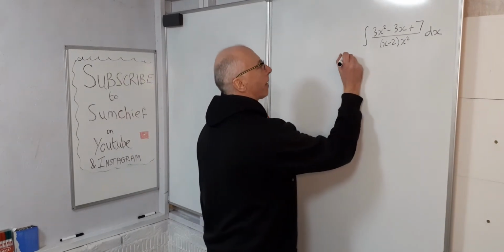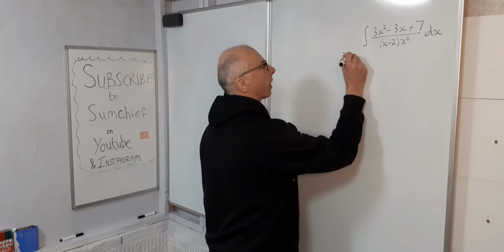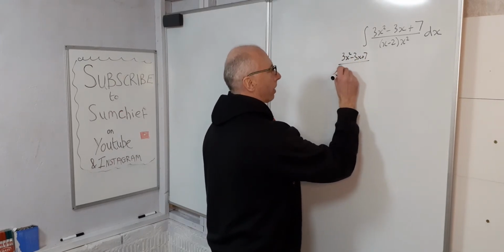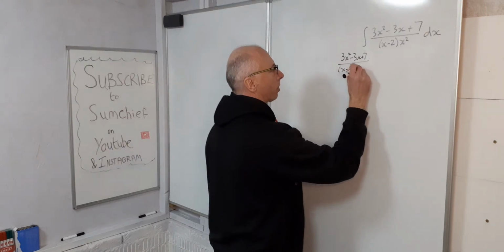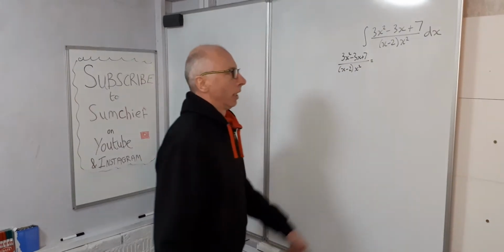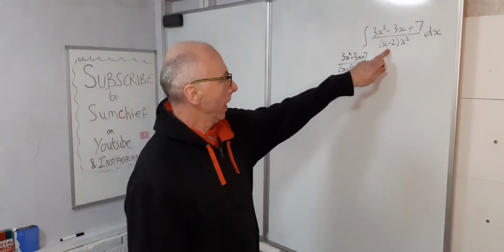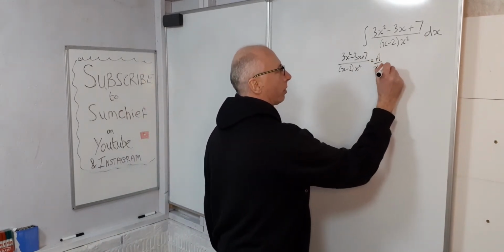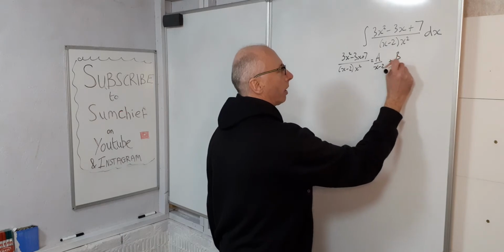So let's set that up. 3x squared minus 3x plus 7 over x minus 2x squared equals... Okay, let's take care of the first one, x minus 2. Really straightforward, normal business. A over x minus 2, plus B.